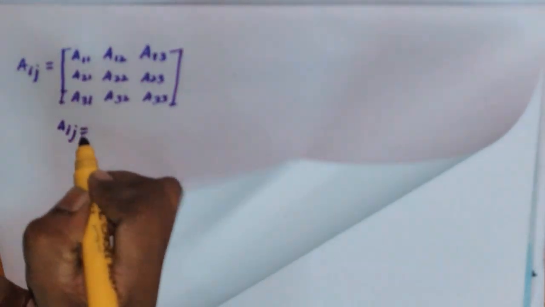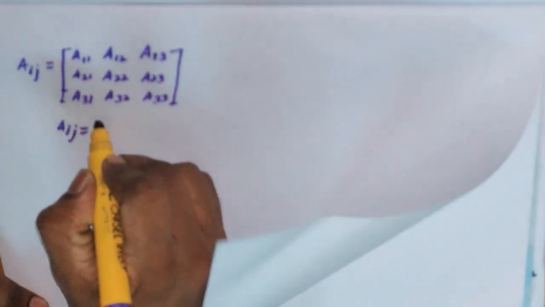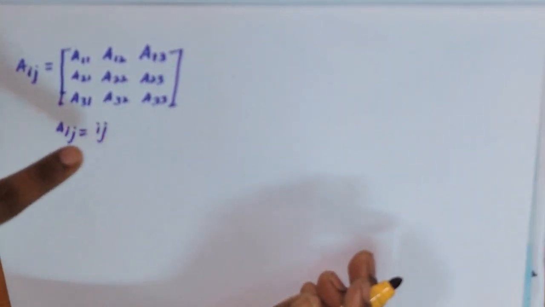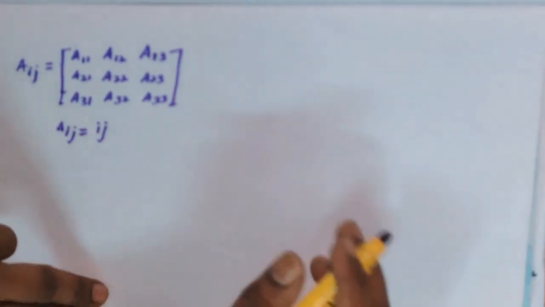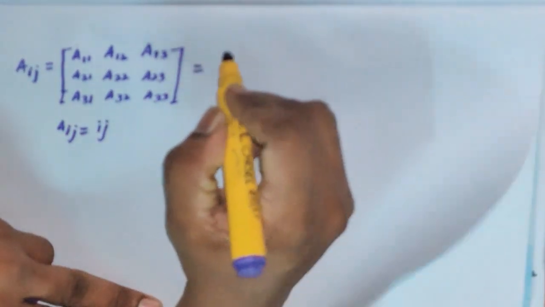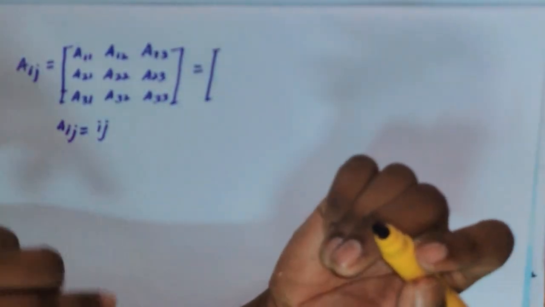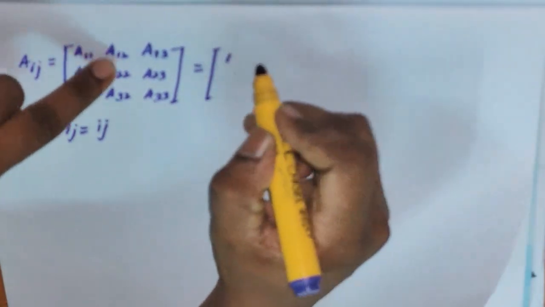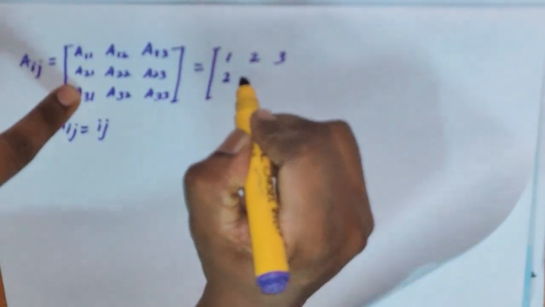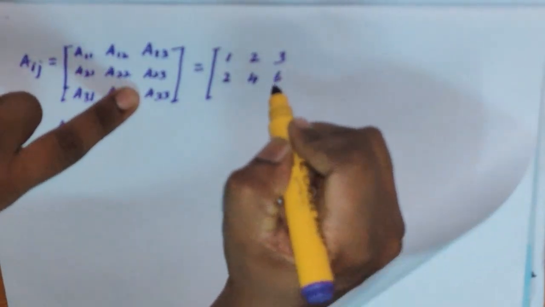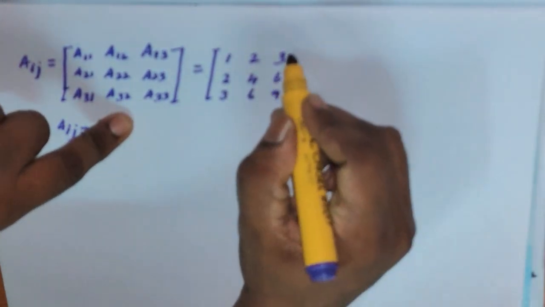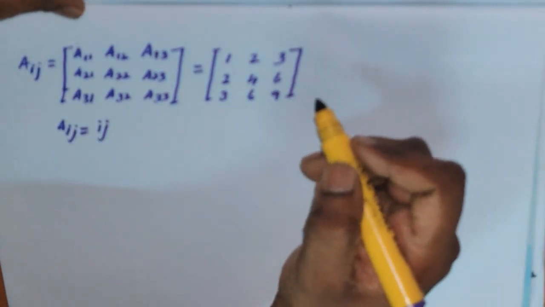The ijth element of this A matrix is equal to i times j. That means the multiplication of the two subscripts will give the corresponding matrix element. So just multiply those indices, and the subscripts will give the element. 1 into 1 is 1, 1 into 2 is 2, 1 into 3 is 3. 2 1s are 2, 2 2s are 4, 2 3s are 6, 3 1s are 3, 3 2s are 6, 3 3s are 9. These are the elements for the given matrix A.